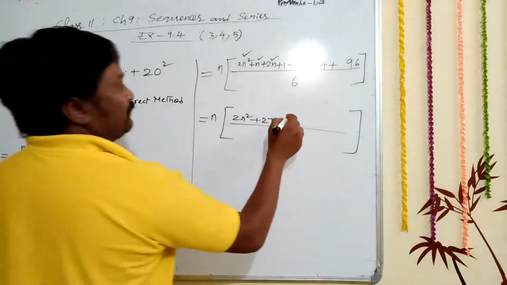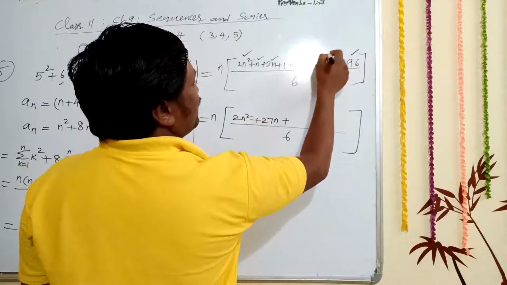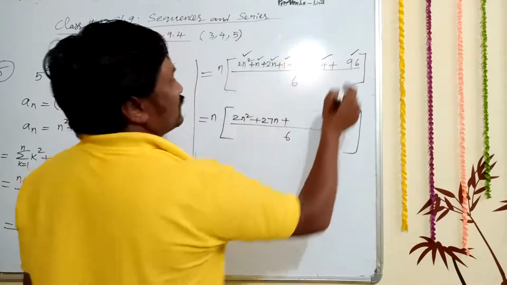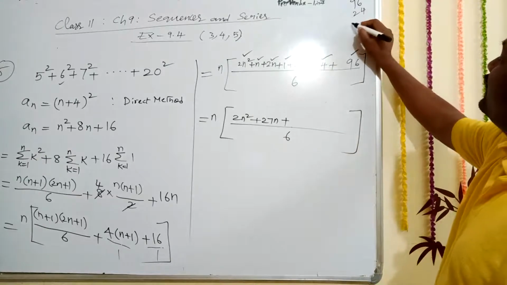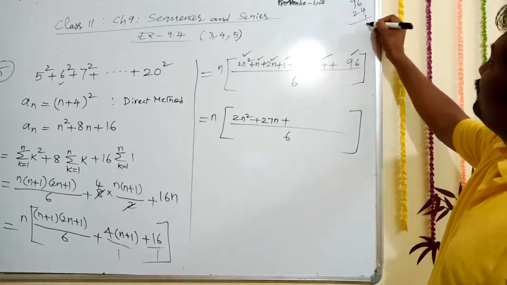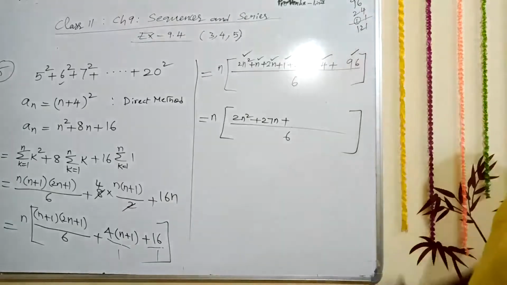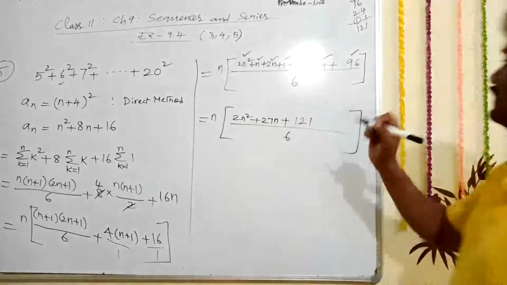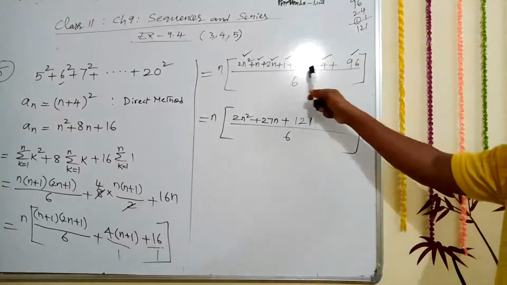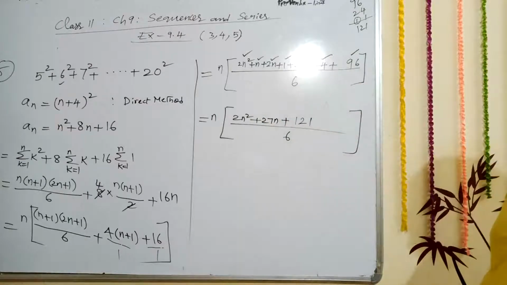Then plus what is left now? 96, 24, and 1. So 96 plus 24 plus 1 is 121. So check here whether anything is still left. I think everything is fine. Nothing is left in this place.